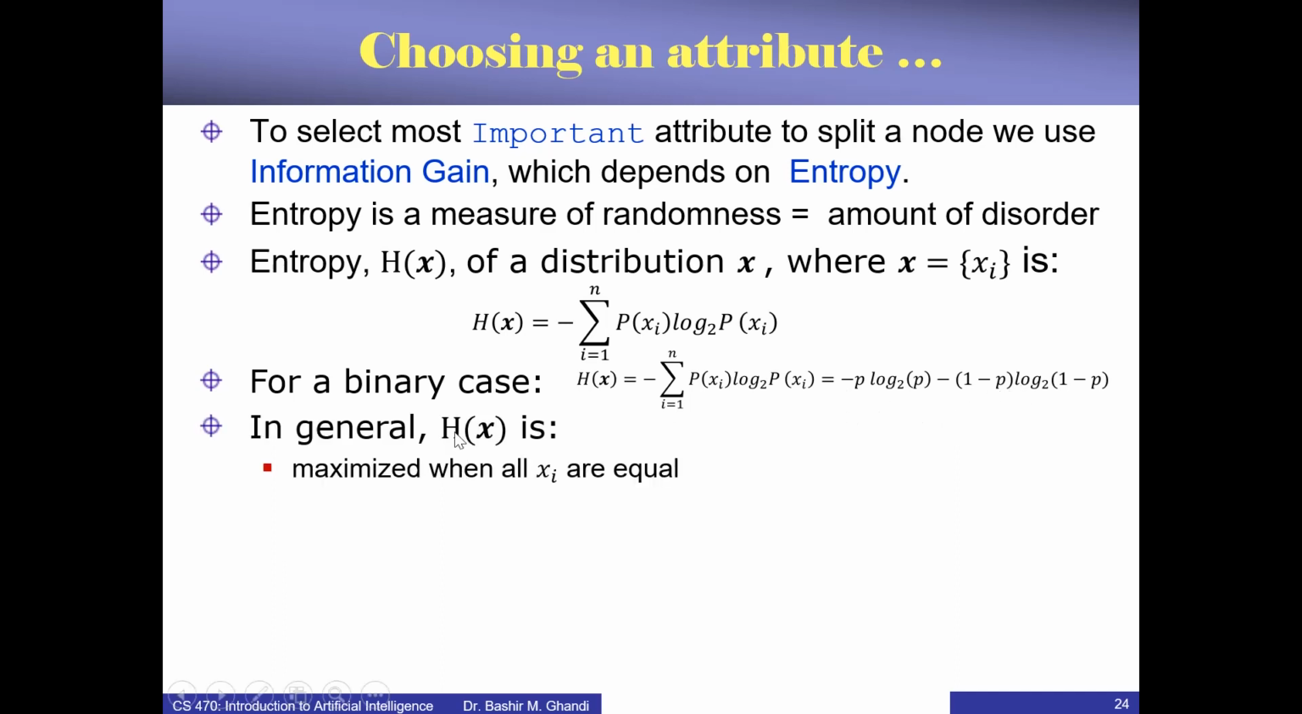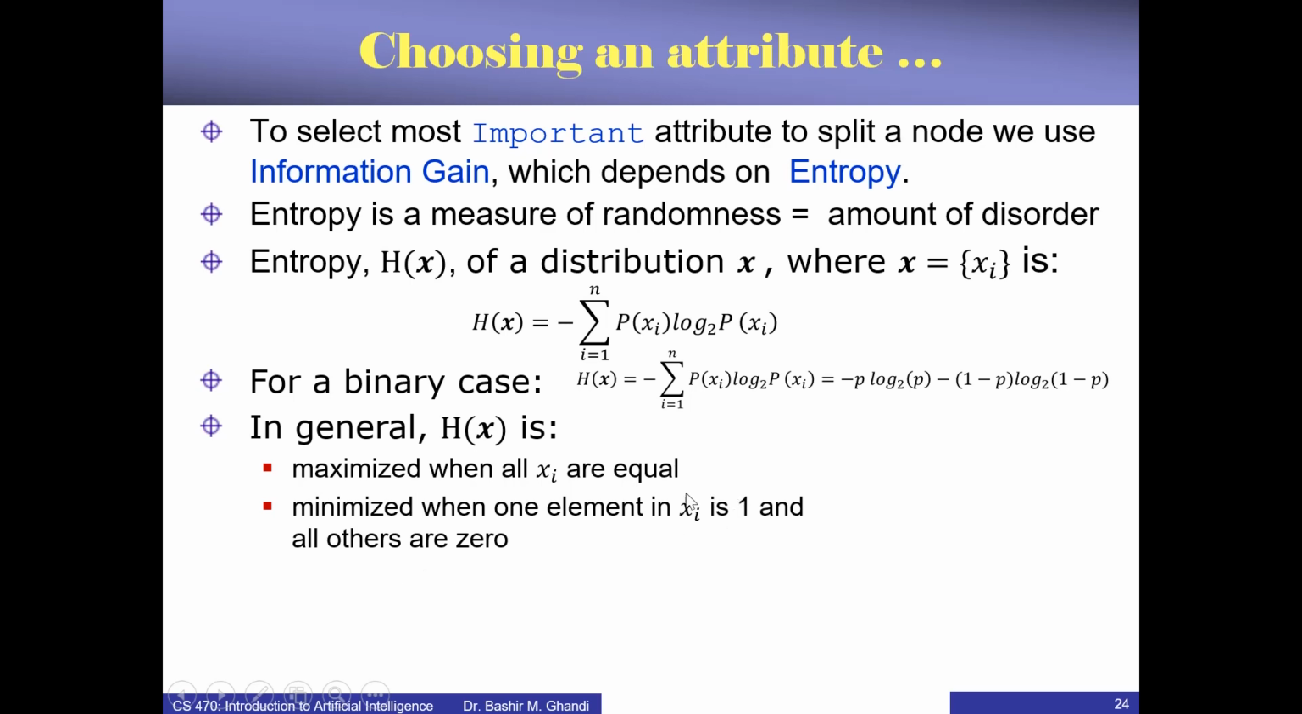Now, in general, the entropy of X is maximized, that is, the degree of randomness of a variable X is maximized, when all the xi values are equally likely, whereas it is minimized when one element is 1 and the rest of the elements are 0.